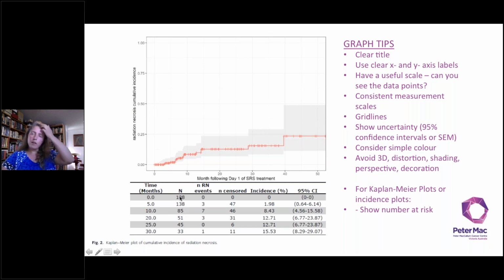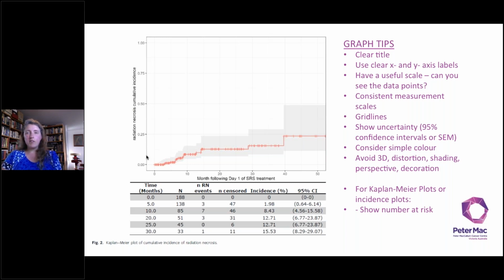Some other points to think about when we're preparing graphs: consider using simple colours that help with the interpretation. So you obviously don't use yellow or light colours on a light background, and have some distinction between curves of different colours. But be careful if you're using red and green, as you may have people who can't differentiate those particular colours.